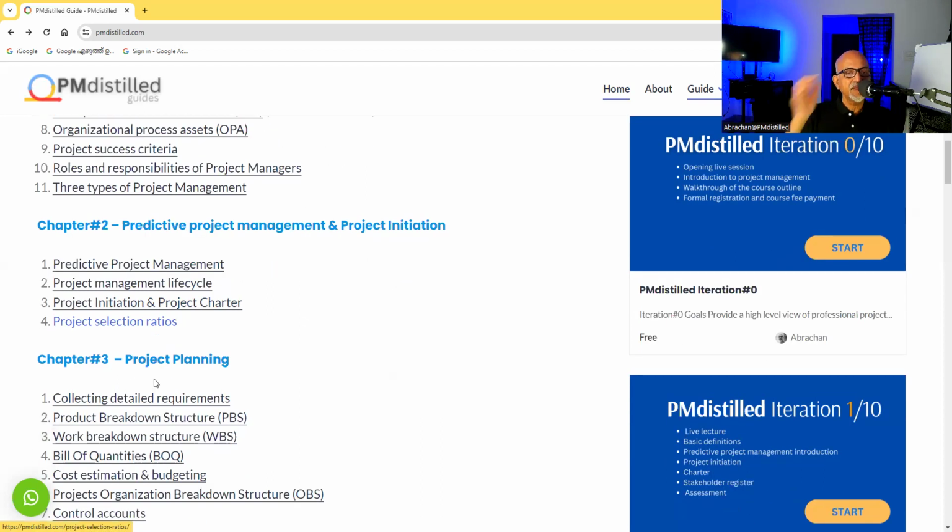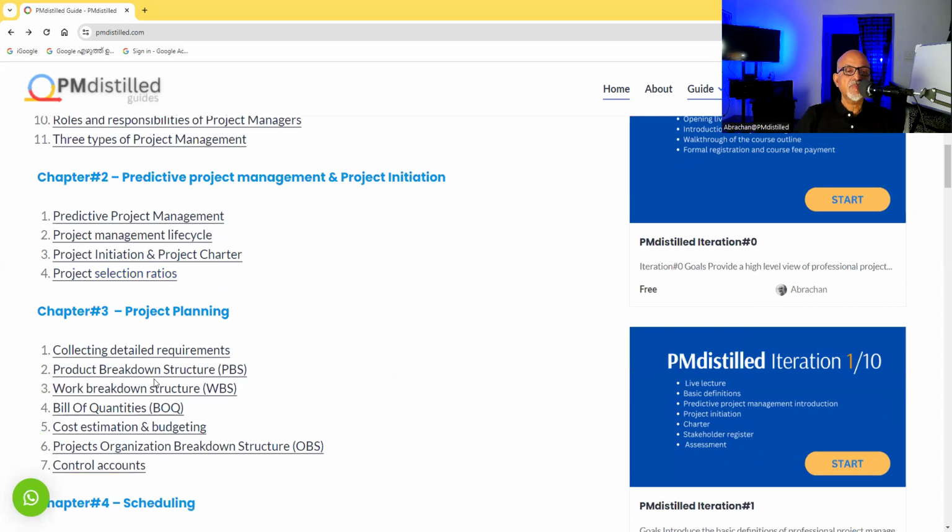Chapter three covers project planning. In fact, three and four cover planning. It starts with collecting the detailed requirements, then the product breakdown structure, the work breakdown structures, cost estimation and budgeting, then the organization breakdown structure for the project. And we also discuss control accounts.